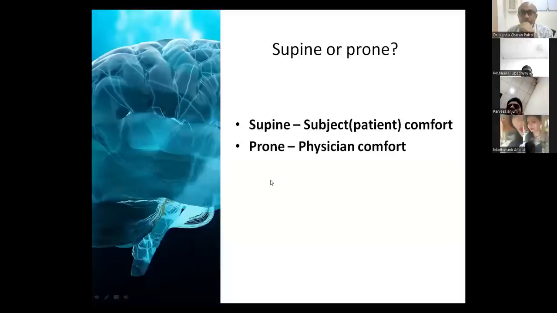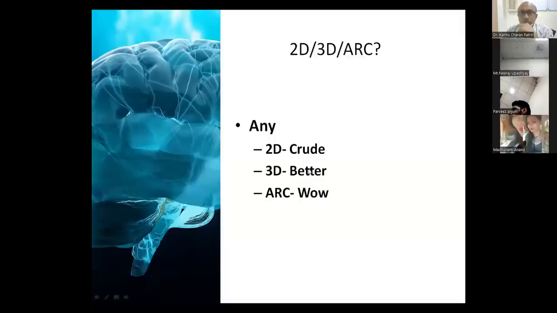People are getting confused whether we should start supine or prone. Prone is a more older method, and mostly supine is the subject's comfort, prone is the physician's comfort. Prone is the physician's comfort in that way, when you can see the junctions and the junction matchings nicely. So which plan has to be done, 2D or 3D or arc? 2D is the crude method, you can do it if nothing is available. If 3D is available, you do contouring and do the better plan. If arc is available, you can go ahead with arc plan or VMAT plan.